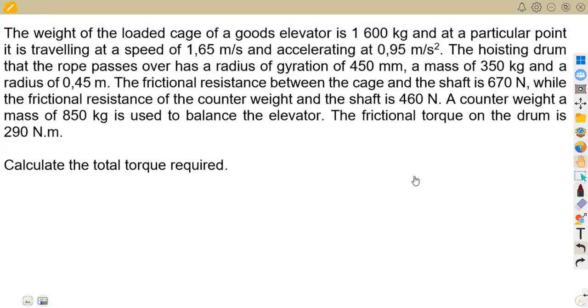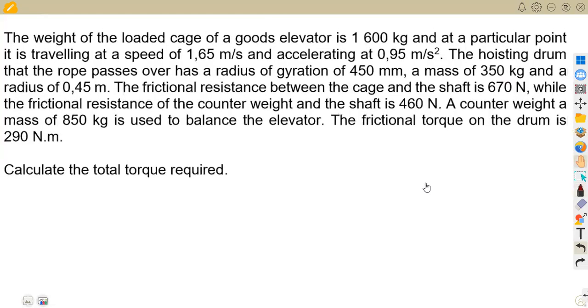So, okay, I'm going to take this stage by stage. The weight of a loaded cage of a goods elevator, we are dealing with a goods elevator, is 1,600 kgs. So this is the weight of the loaded cage of goods. We're talking about the load in this case, that is, the mass of the load at a particular point. It is traveling at a speed of 1.65 meters per second and accelerating at 0.95 meters per square second.